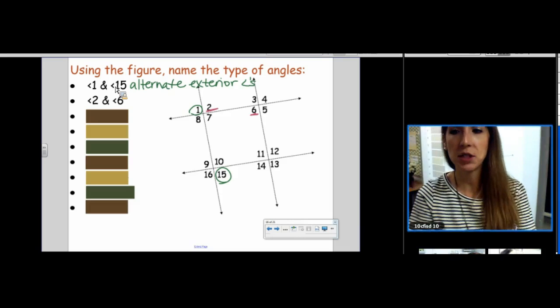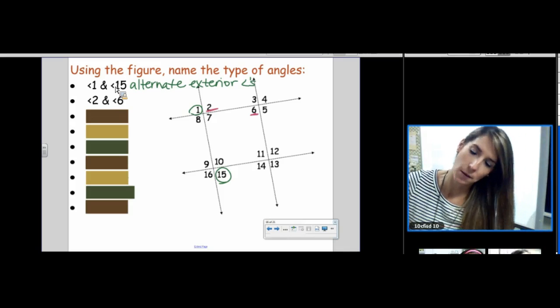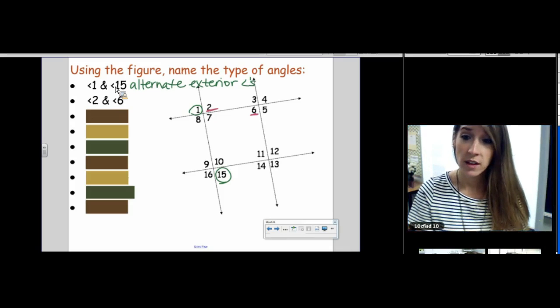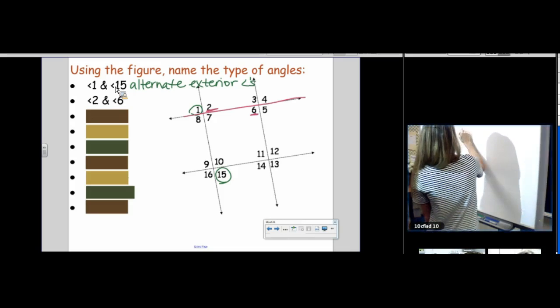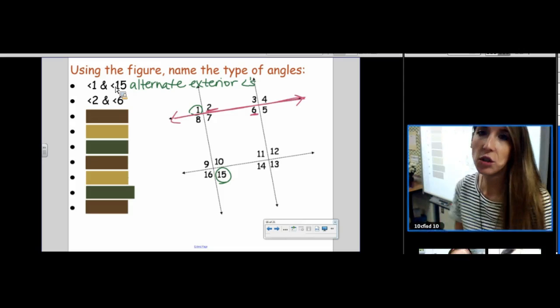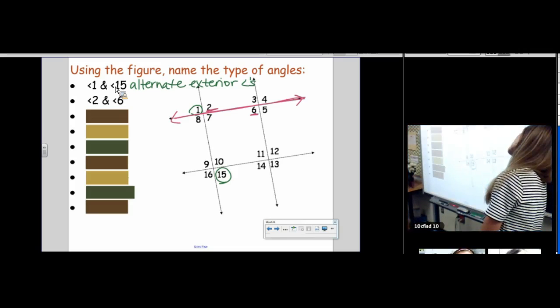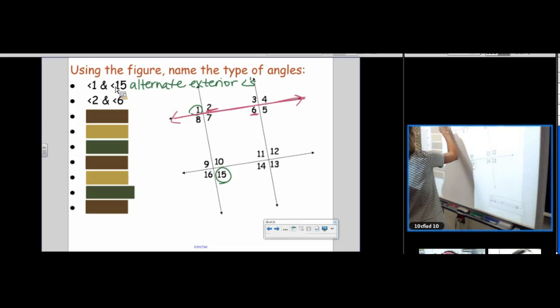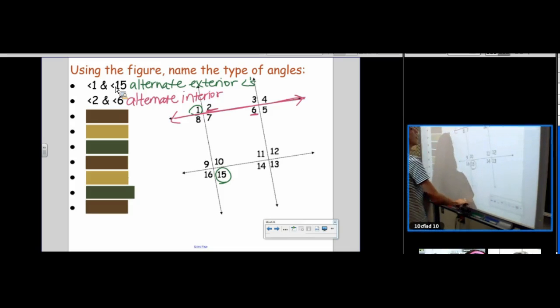Now, it helps some students sometimes to turn their head sideways, because it's like my transversal is going sideways now instead of up and down. So look at 2 and 6. Alternate interior. Yes, sir. 2 and 6 have a new transversal. There's a different transversal there. And so if I turn my head, they're on alternate sides. And this time they are interior. They are inside the lines.